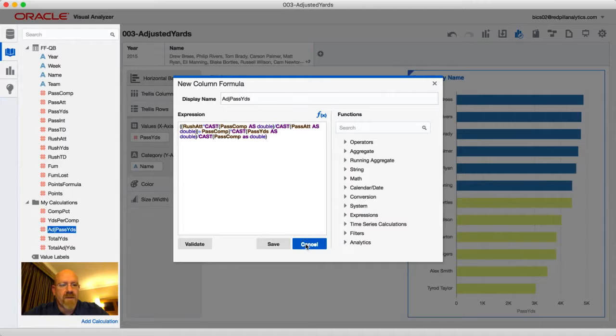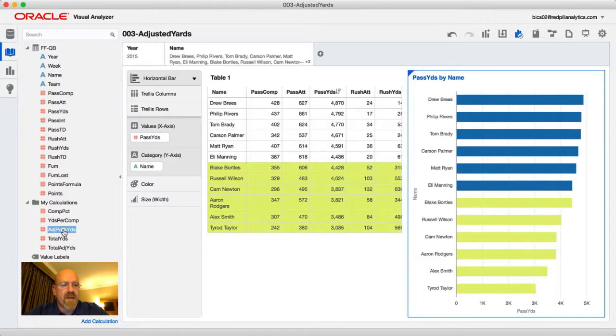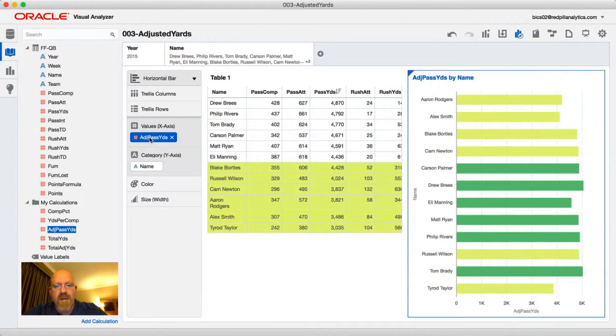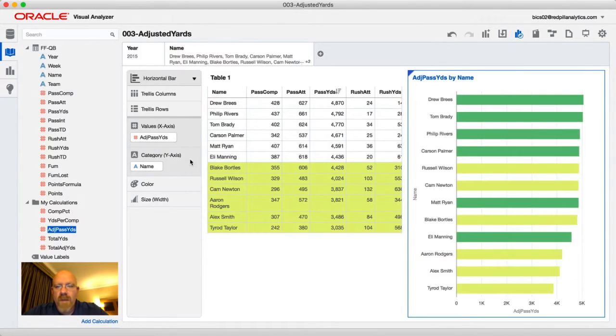So if we cancel here and replace the passing yards with adjusted passing yards, now our color is going to change because we changed our measure, so it's no longer blue, we've got green. But if I sort that high to low, we can see that Russell Wilson, Cam Newton, Blake Bortles climb the chart a little bit. Matt Ryan and Eli Manning fall down a bit.